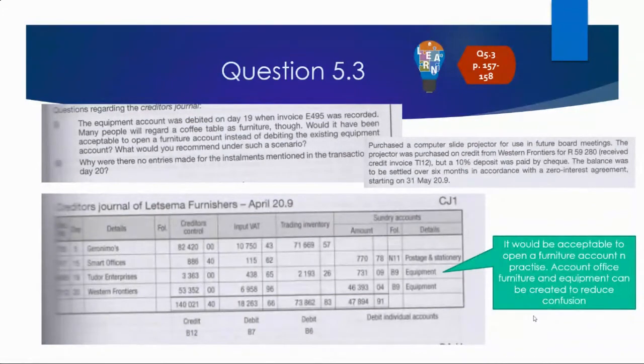Okay, so I'm going to repeat the question. The question is, why were there no entries made for the installments mentioned in the transaction on day 20, which I've put on the right-hand side, which said we purchased a computer slide projector, we've paid a deposit, and then we're going to pay off the balance in 6 installments. Why have we not included the installments in our creditors journal there at the bottom?